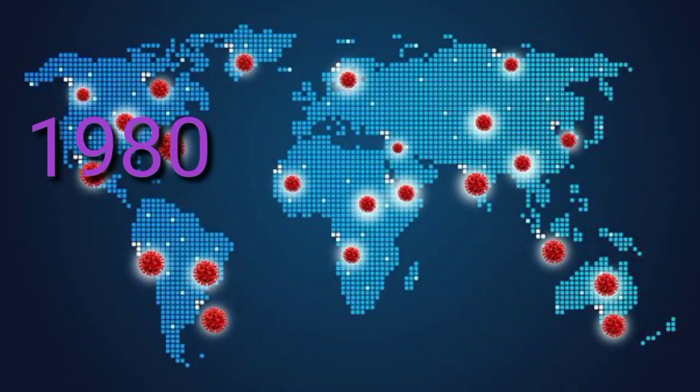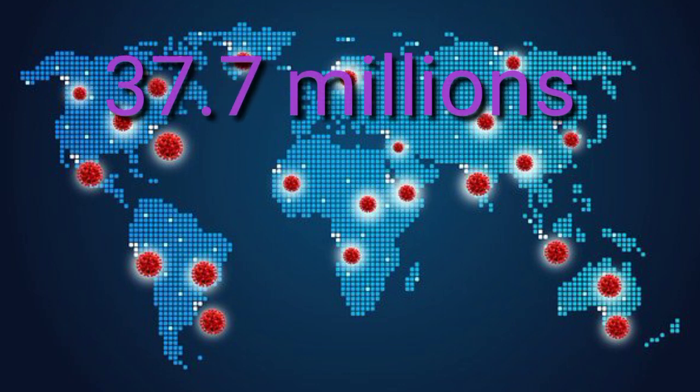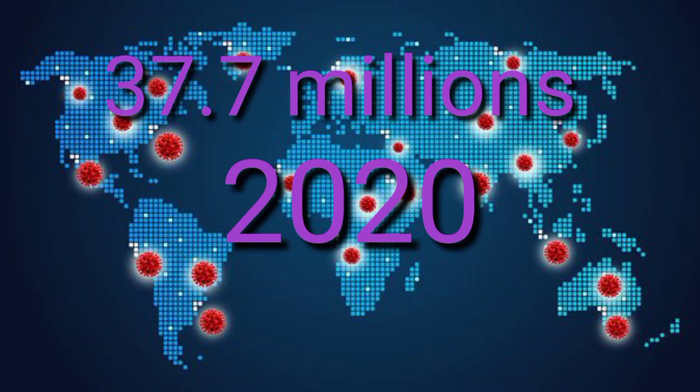Up till the 1980s, we do not know how many people were infected with HIV or developed AIDS. It was estimated that around 37.7 million people were living with HIV at the end of 2020.